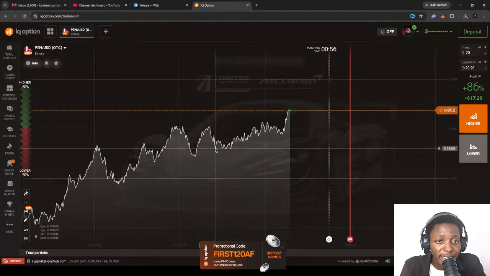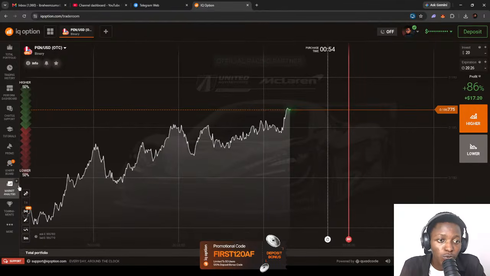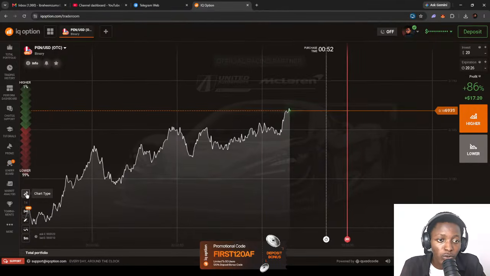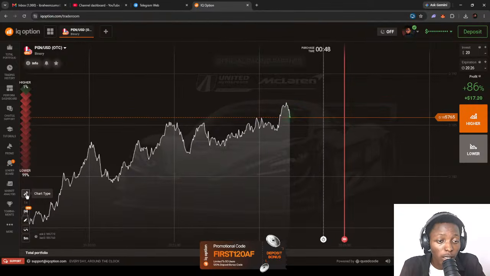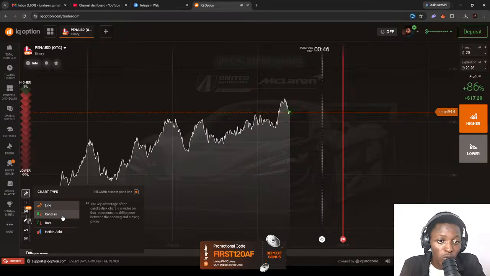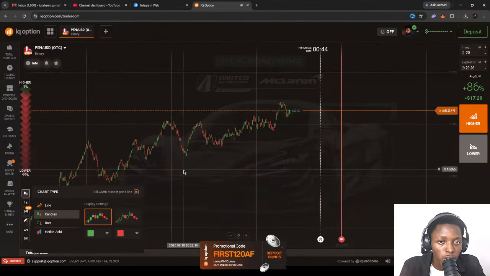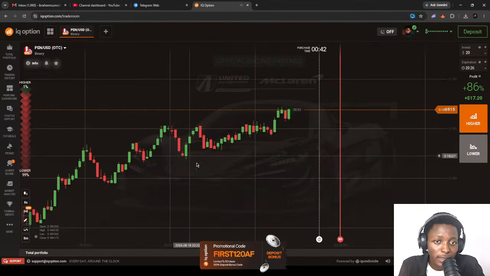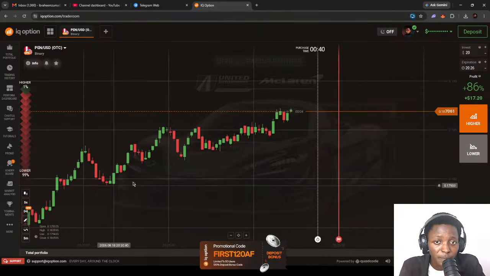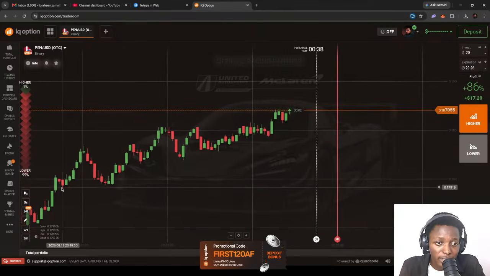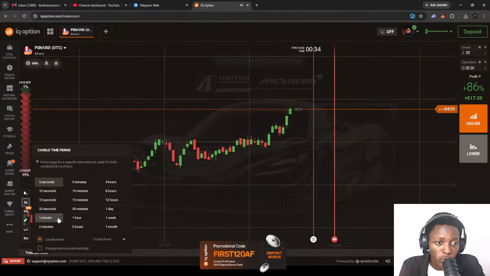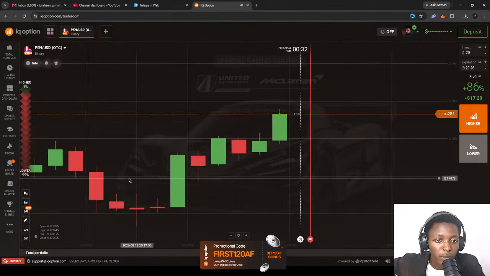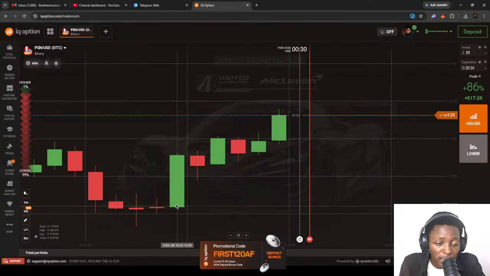So let's get back to what we were talking about. You're gonna come to the chart tab after you deposit whatever amount. You're gonna come to the chart type, click it, and change it to candlesticks, because that's how you're gonna be able to understand the market and what's happening in the market. Now we change the candlestick expiration time to 1 minute, so that we have a better time frame to read the market.